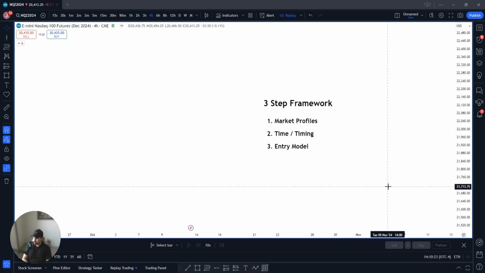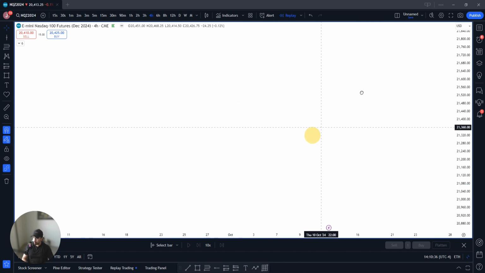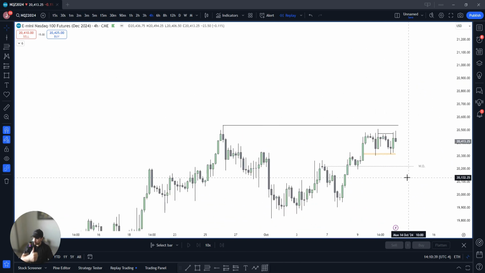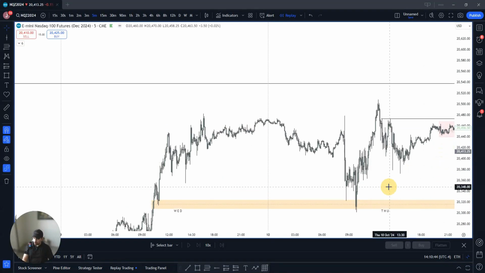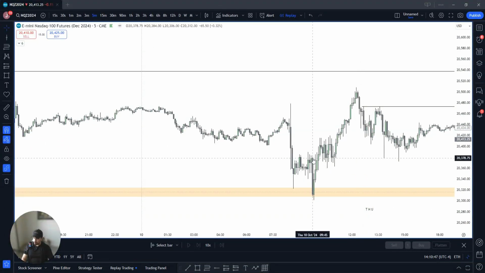They don't pay attention to time and timing, because with market profiles, you will understand draw and liquidity a lot better, and you'll understand daily bias a lot better. And now once you learn the market profiles and the time and timing you're taking the trades at, your entry model comes last, right? For example, your entry model could be the unicorn model, which in my opinion is the best one, right? Go to Thursday again. Thursday is a really perfect example of this, right?